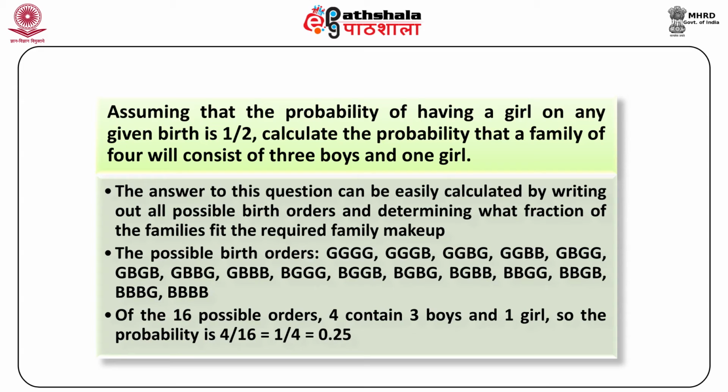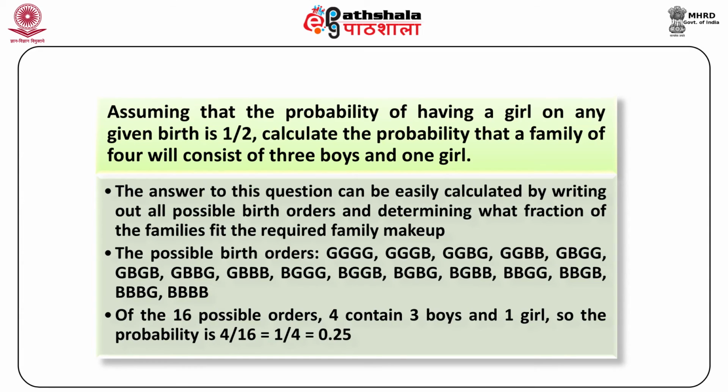The possible birth orders will be GGGG, GGGB, GGBG, GGBB, GBGG, GBGB, GBBG, GBBB, BGGG, BGGB, BGBG, BGBB, BBGG, BBGB, BBBG and BBBB. Of all the possible birth orders, 4 outcomes contain 3 boys and 1 girl, so the probability is 4 by 16, which is equivalent to 1 by 4, and which is further equivalent to 0.25.